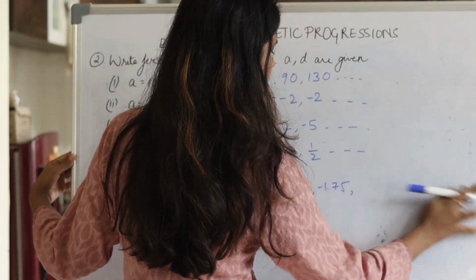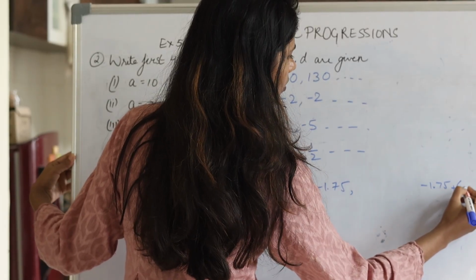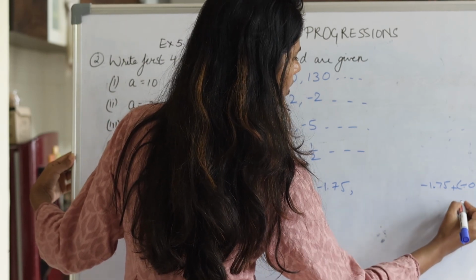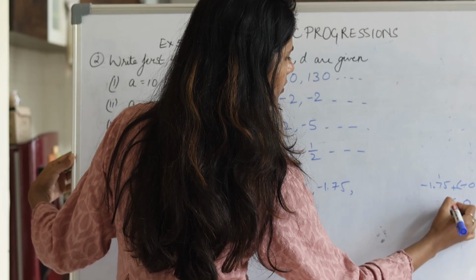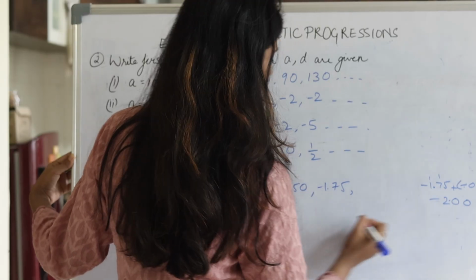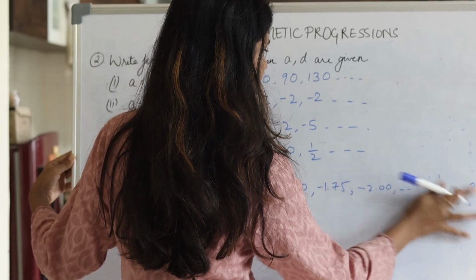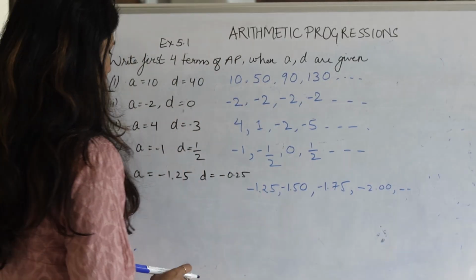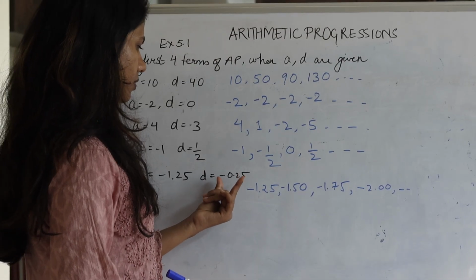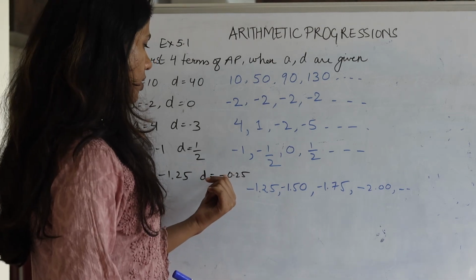Then for the next term, minus 1.75 plus minus 0.25. So it will be 5, 5, 10 and 2. It is minus 2.00, and so on. So if you see here, the first term is negative and there is a common difference of 0.25, which is in minus.